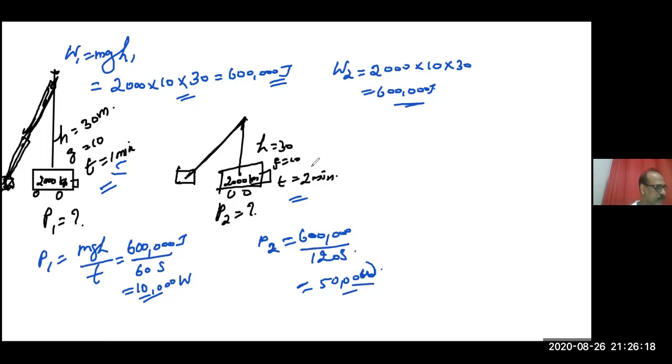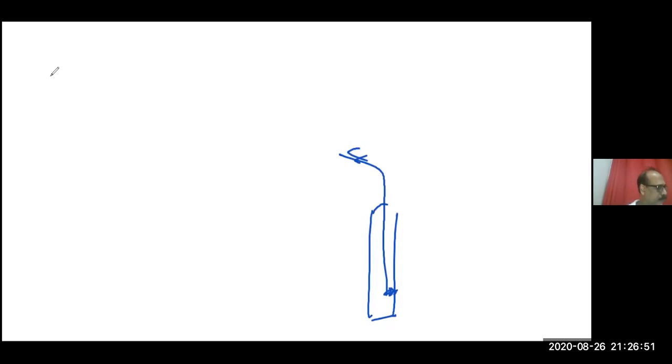How much is 1 megawatt? 10 to the power 6 watt. Mega means 10 to the power 6. The second power is 5,000 watt, because it takes 2 minutes.